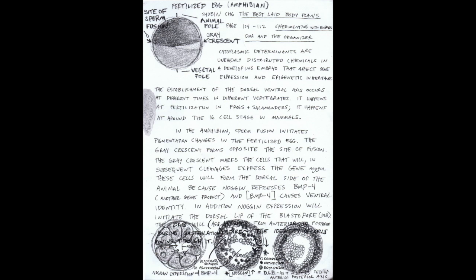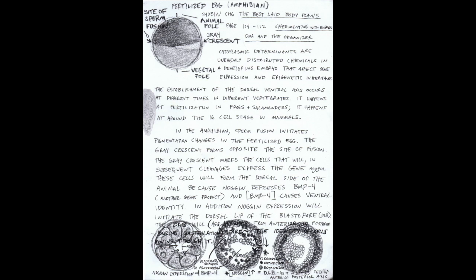In the amphibian, sperm fusion initiates pigmentation changes in the fertilized egg. The gray crescent forms opposite the site of fusion. The gray crescent marks the cells that will, in subsequent cleavages, express the gene Noggin. These cells will form the dorsal side of the animal because Noggin represses BMP4, another gene product, and BMP4 causes ventral identity. In addition, Noggin expression will initiate the dorsal lip of the blastopore further along in development.